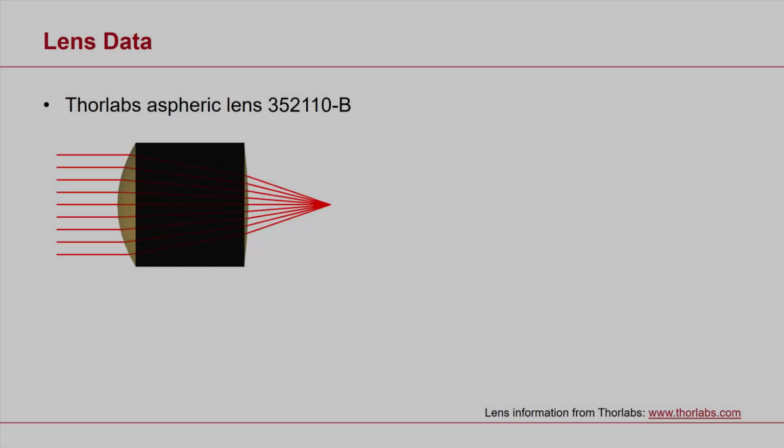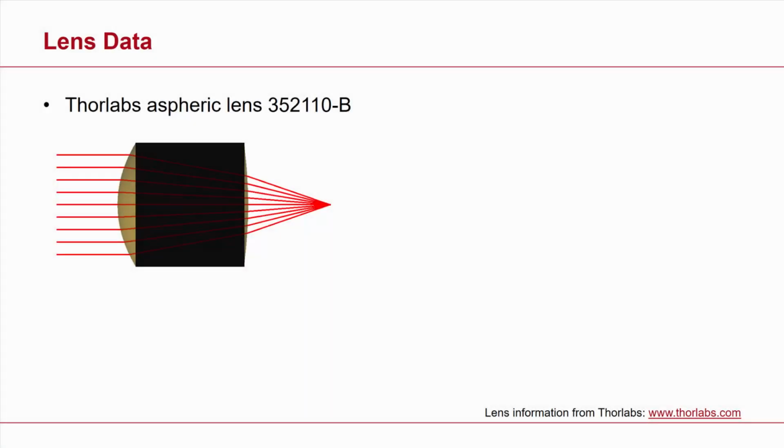In this session, we show a very fundamental way to construct a real lens based on the datasheet, and as an example, we take the Thorlabs Aspheric Lens 352110B, which is often used as a fiber coupling lens. It is an obsolete model with no Zemax file available from the vendor.